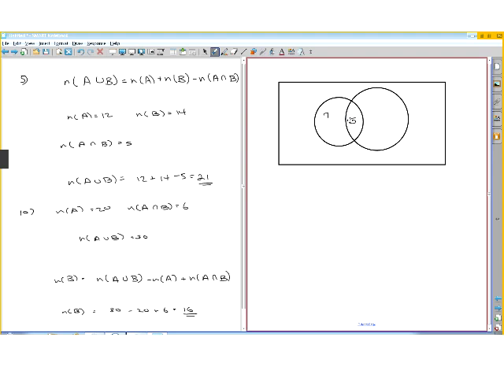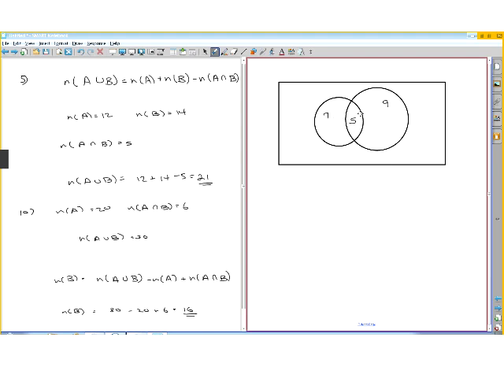And then, if you do the same thing with B, if there are 5 here, then there must be 9 in there. So there's 14 total. So that's 7 plus 5 is 12. That's in A. 9 plus 5 is 14, which is in there.